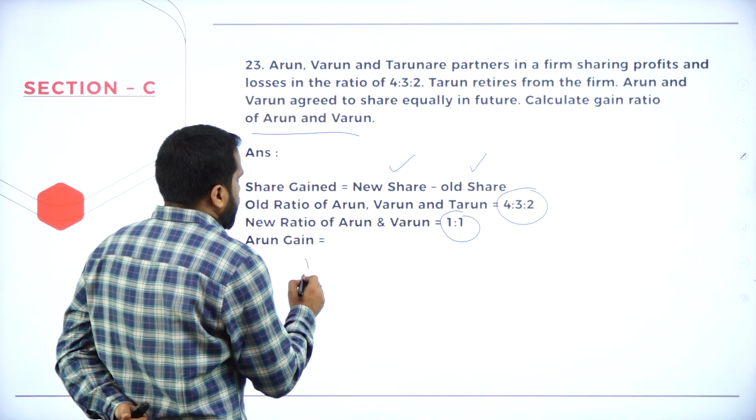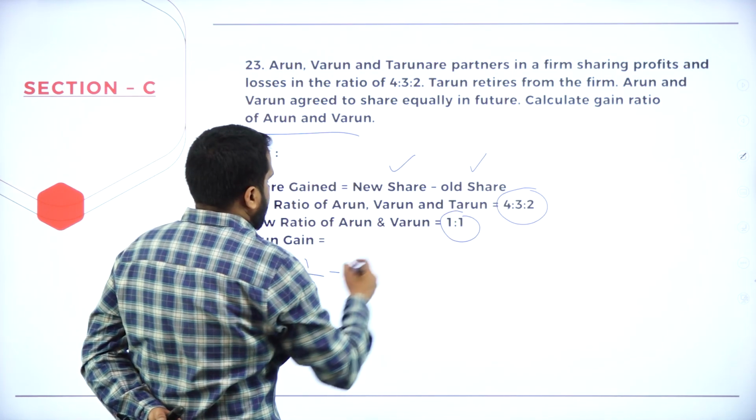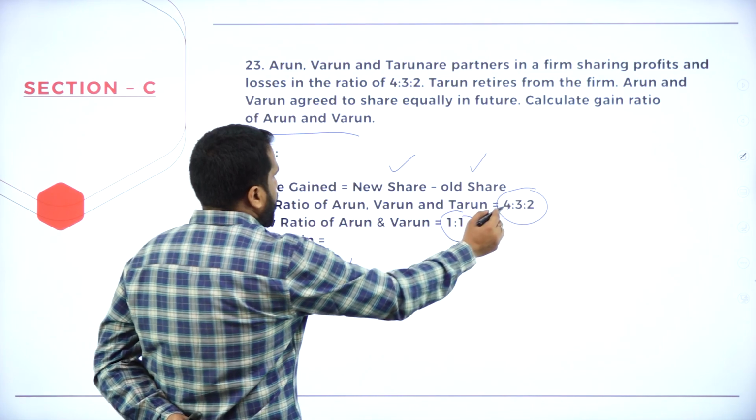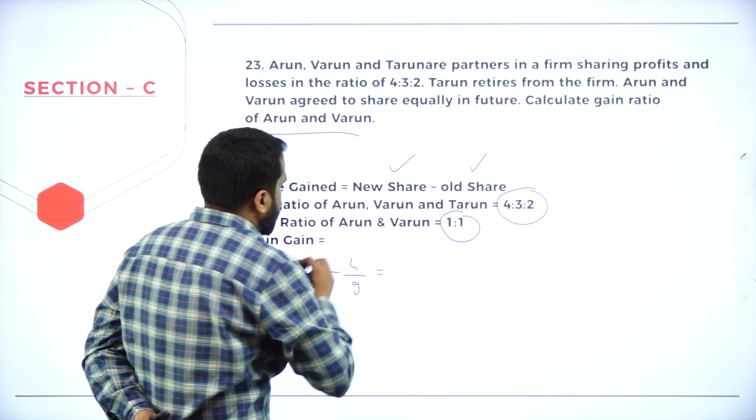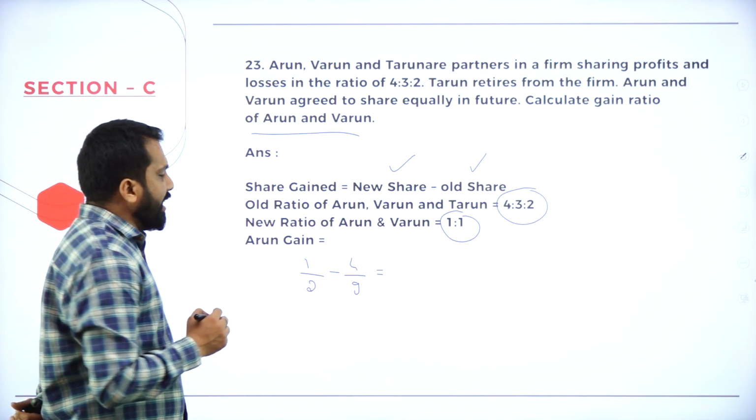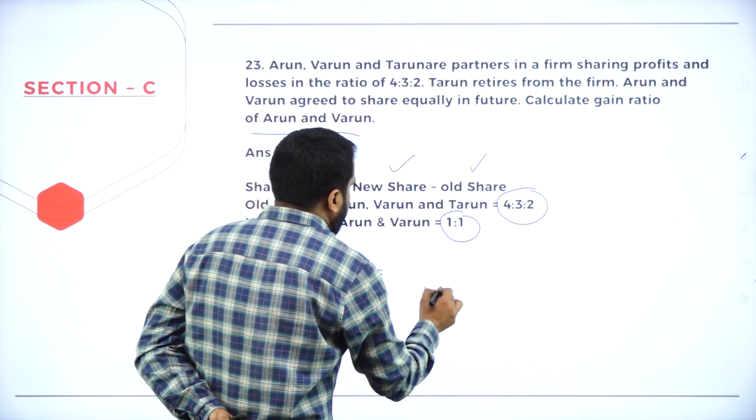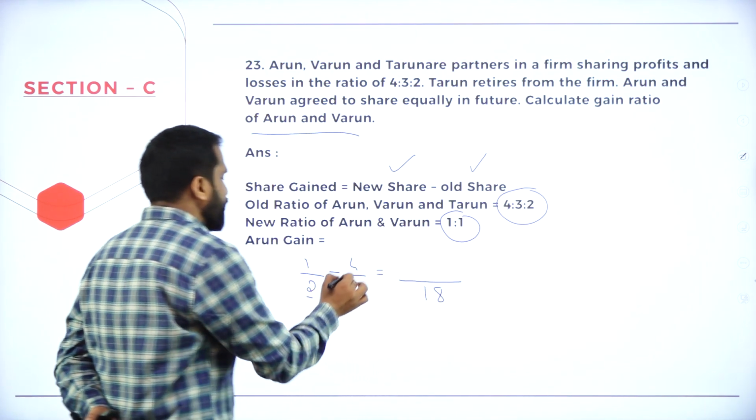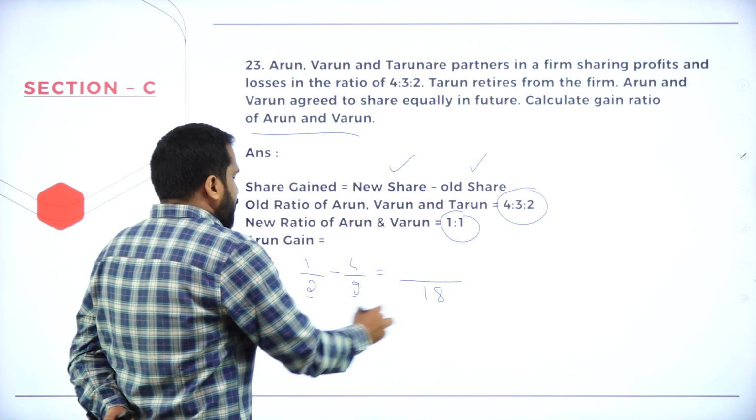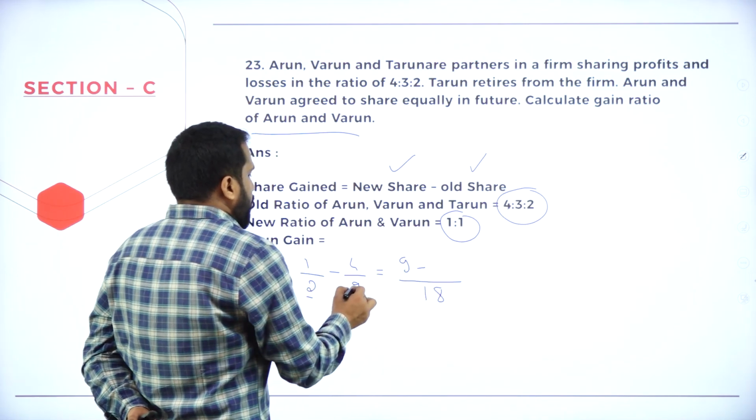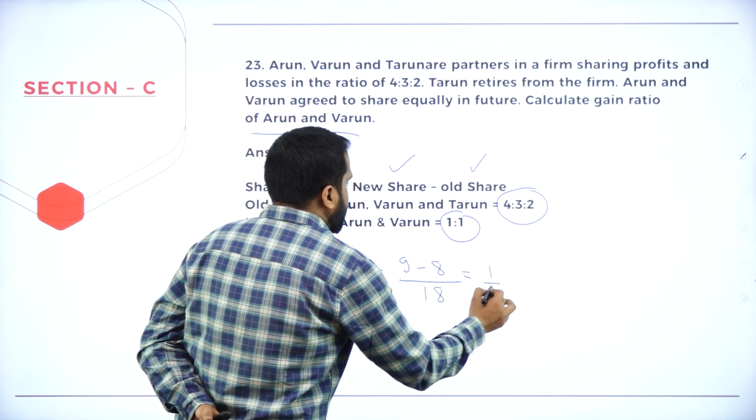First, 1 by 1 plus 1 is how much? 2. Minus first one, 4 divided by 4 plus 3, 7. 7 plus 2, 9. You have to take the LCM of 2 and 9. Otherwise you can multiply also. It will be how much? 18. 9 2s are 18. Now 2 9s are 18. 9 1s are 9. 9 2s are 2 4s are 8. Your answer is 1 by 18.